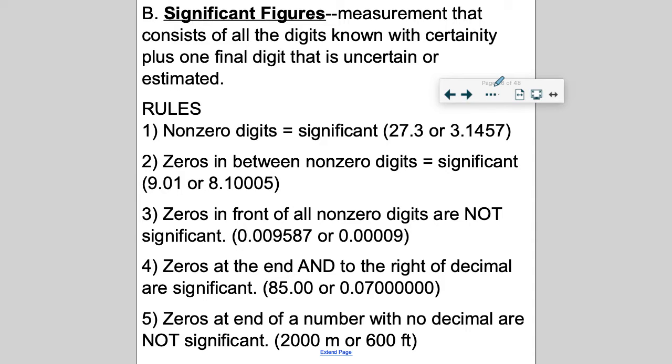Significant figures are what you need when you do a math problem and all of a sudden you're like, geez, how many decimal places should I go to? Well, significant figures can answer that question for you. It is a measurement that consists of all the digits known with certainty, the digits you should include in your measurement, plus one final digit that is usually uncertain or estimated. There are some rules to determine which digits in a number are significant and which ones are not.